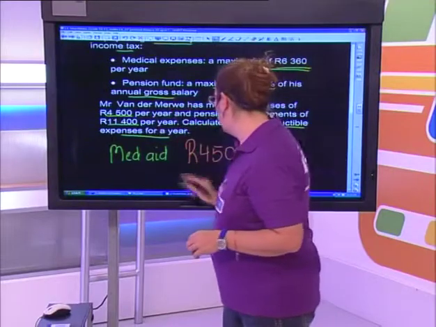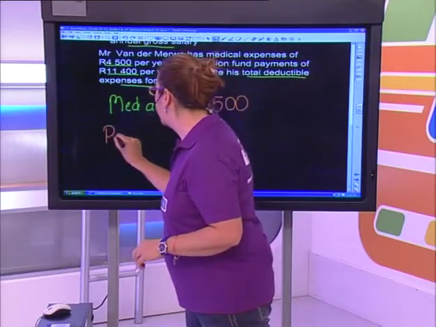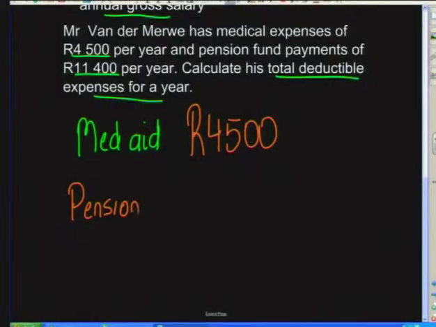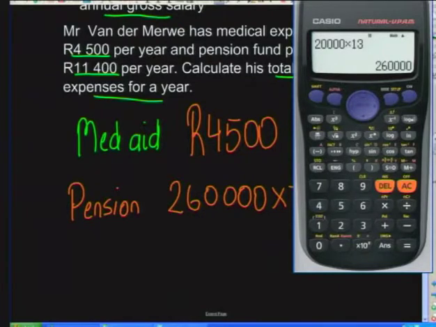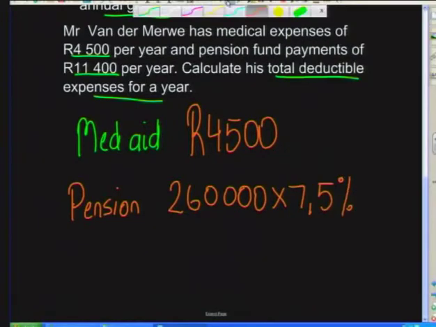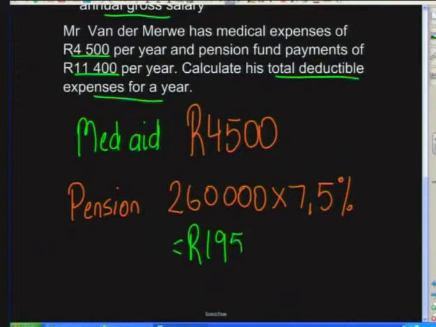For his pension, let's now write the pension in. We can deduct a maximum of 7.5% of his salary. So we need to take his salary, which was 260,000 rand, and work out what 7.5% of that is first. So we've already got his annual salary, and times that by 7.5%. And we see that that's 19,500. That's the maximum that he can deduct.